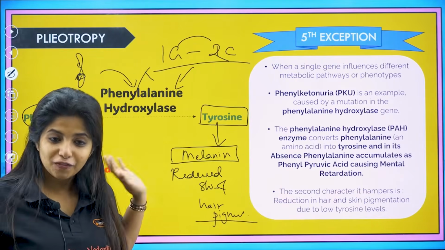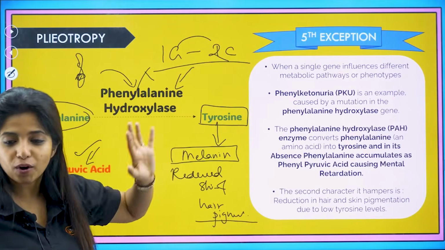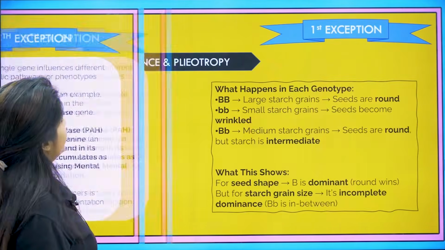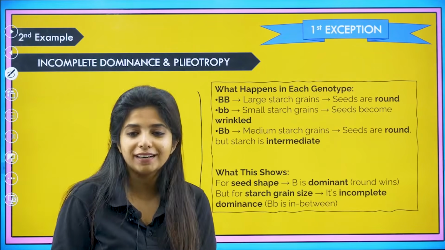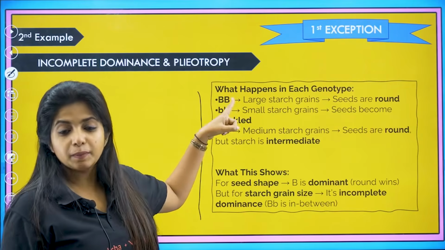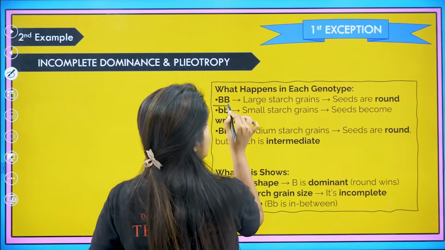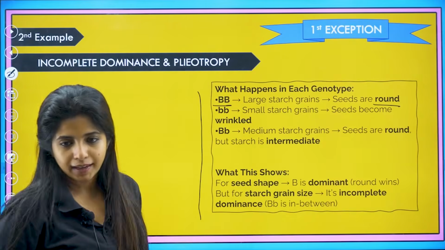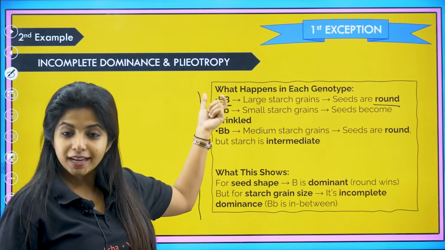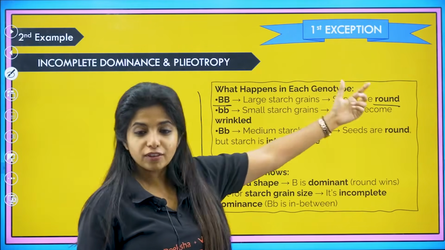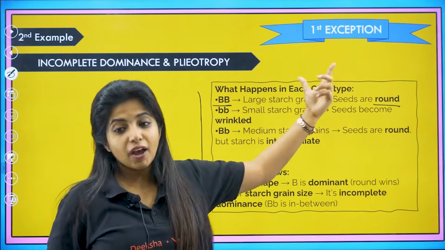Okay. So fifth exception also you got it. So incomplete dominance, codominance, multiple allelism, polygeny and pleiotropy, all of them are exceptions. Now there is one example given in your NCERT about this particular thing. Capital B, whenever there are large starch grains being produced, this also signifies that the seeds are round. So it is responsible for two characters. Isn't it? This particular gene set is responsible for the shape and also the size: large starch grain and also seeds are round.